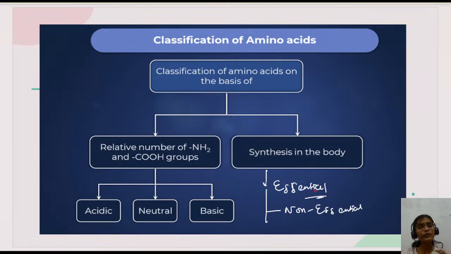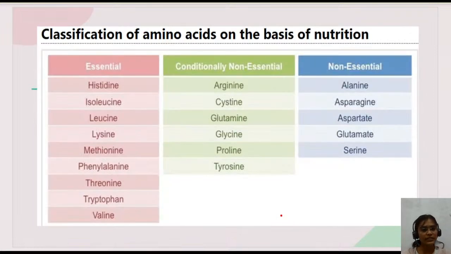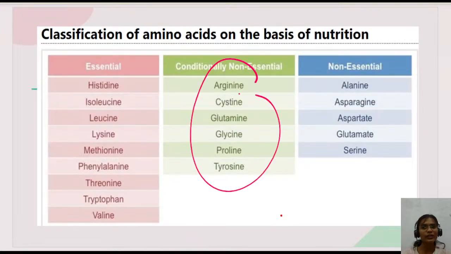Based on this, we have to classify the amino acids into three categories. One is essential. Whether you can remember the others is conditional, but this one you have to remember in sequence: histidine, isoleucine, leucine, lysine, methionine, phenylalanine, threonine, tryptophan, and valine. In a paper you are given some amino acids and asked which one is essential and which is not. So this table is important.